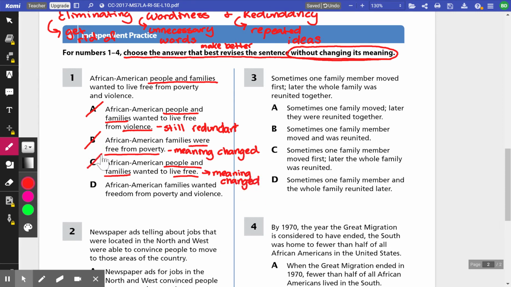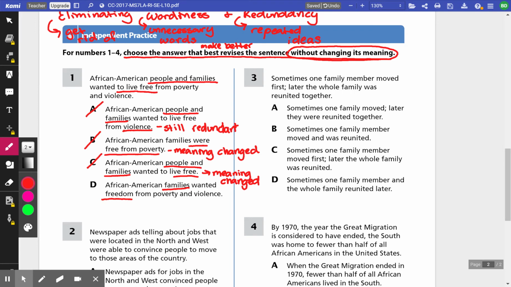So D says African American families wanted freedom from poverty and violence. Ooh, so they have done something really neat here. They took away where it said African American people and families, and they just changed it to families, and it said they wanted freedom. So where it says they wanted to live free, it says they wanted freedom. So they condensed that whole phrase into just one word. They changed wanted to live free to just they wanted freedom. So I really like how they did that there.